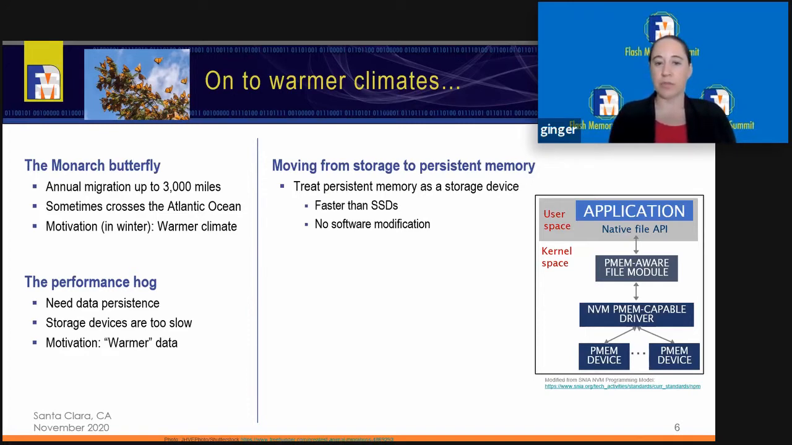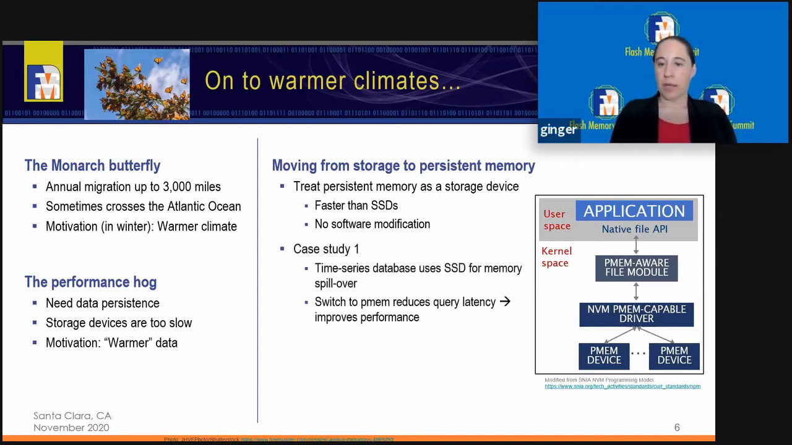The reason you would do this is that, yes, the persistent memory devices are faster than SSDs for sure, and also there's no real software modification you need to do in order to use persistent memory this way. You probably would want to do some tuning just to make sure that everything performs as best as it can, but you don't actually need to modify the way your software is operating.